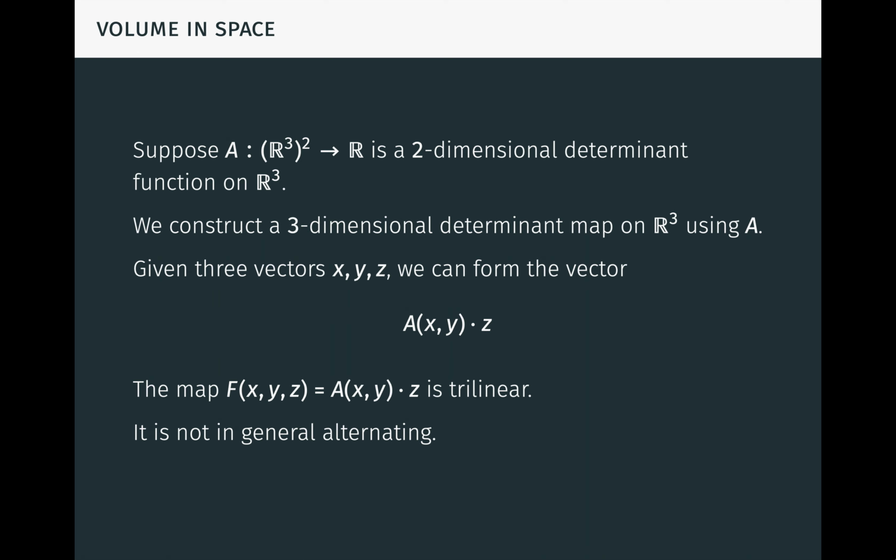Unfortunately, F is not in general alternating. If x is equal to y, then F(x,y,z) is equal to 0 since A is alternating, but if x is equal to z or y is equal to z, F(x,y,z) is not in general equal to 0.